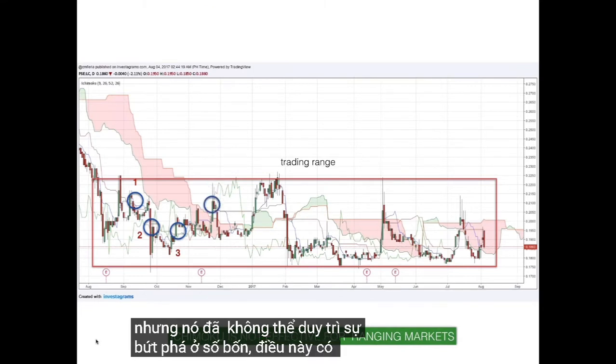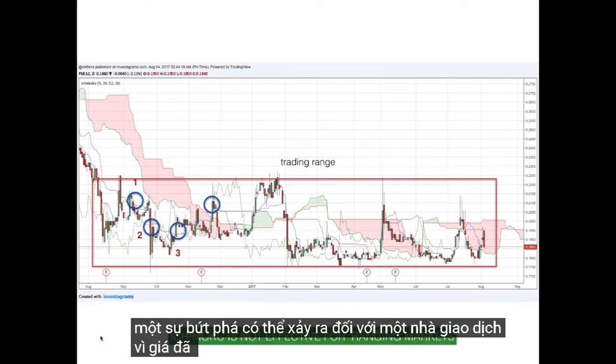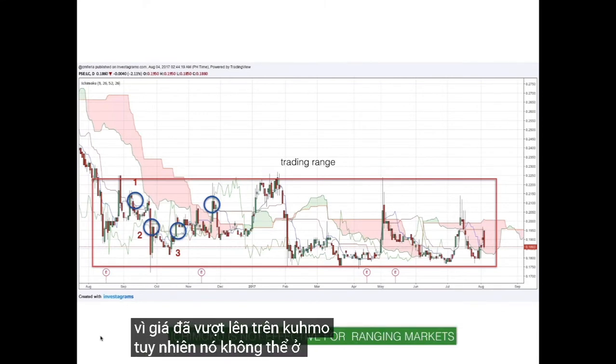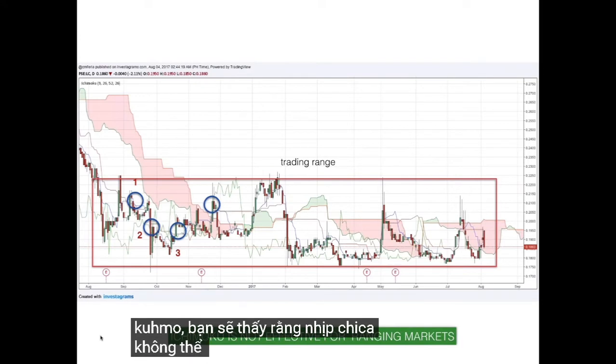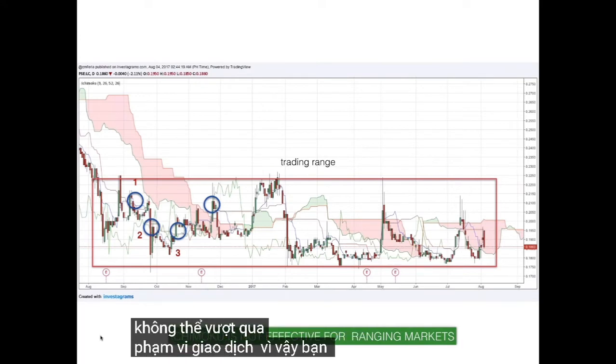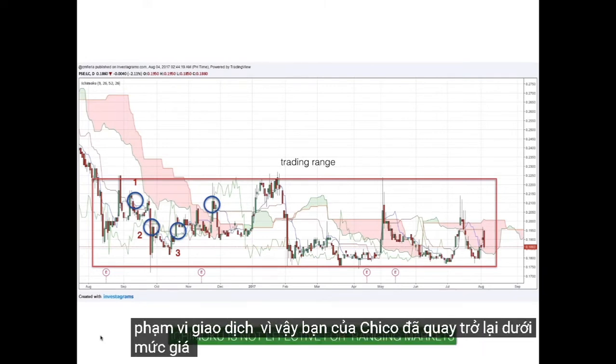In number 4, this seems to be a possible breakout for a trader because the price went above the Kumo. However, it failed to stay above the Kumo. You would find that the Chikou span was not able to break above the trading range. So, the Chikou span went back below prices, which is bearish.